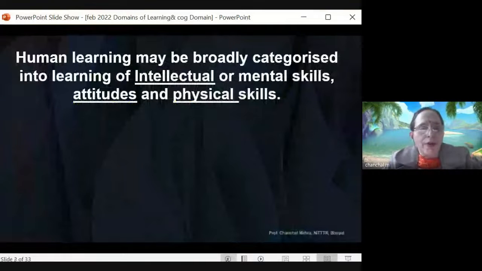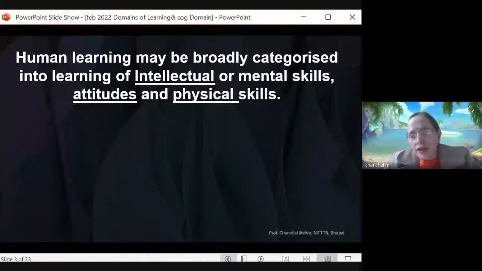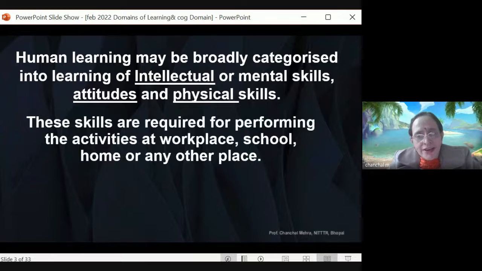So now you will appreciate that human learning can be categorized into learning of intellectual skills, where we develop intellectual skills in the students, which is mainly related to the mental skills. The other area of learning is the learning of attitudes. We need to develop positive attitudes in our students, and together with the mental skills, intellectual skills, and the attitudes, for diploma students especially, we need to develop the hands-on or the physical skills. So these skills will be required by each and every student or every professional whenever they are performing activities either at the workplace, school, home, or any other place. And that is the reason the understanding of domains of learning is very, very important.